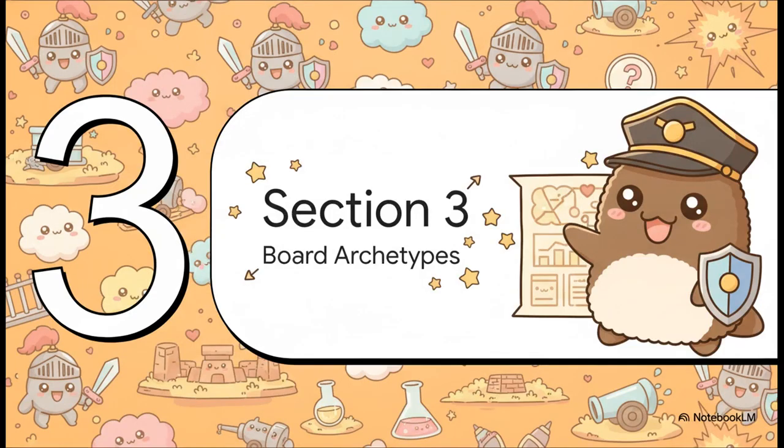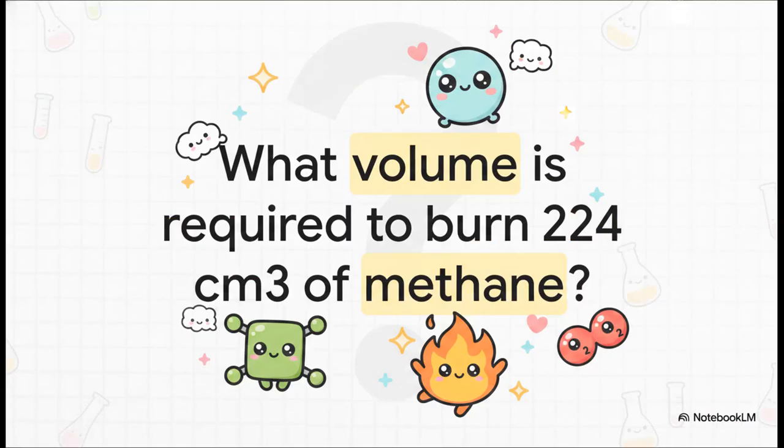Let's jump into Section 3, Board Question Archetypes. It is time to enter the battlefield phase. Archetype 1 is your classic gaseous volume or Gay-Lussac question. This typically pops up in Section A to test your understanding of gas mixture compositions. It'll look something like this. What volume of oxygen is required to burn 224 cubic centimeters of methane?